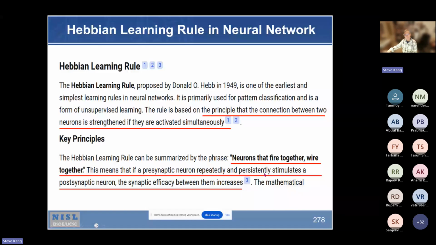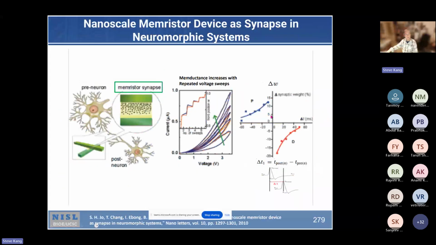It doesn't talk about precisely the timing, but we will discuss that timing matters. But in principle, generally speaking, two neuron pairs that tend to fire together, then the connection between them is strengthened. That's the principle of Hebbian learning. So this is a memristive synapse, and how you do the voltage programming and the conductance increase between them. And this is an interesting one. This is used a lot.